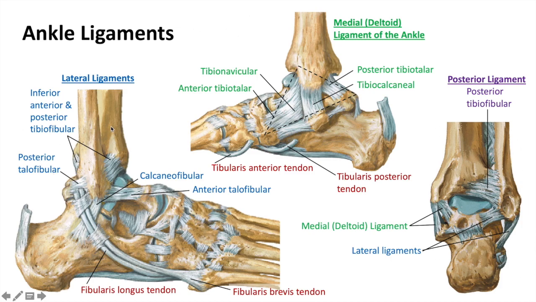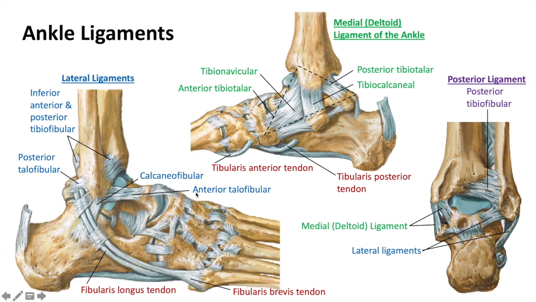We also have the anterior and posterior inferior tibiofibular ligaments, which go in between our fibula and our tibia. But these 3 make up the lateral ligaments of the ankle. And the fun thing about the anterior talofibular is that in an ankle sprain, it's the one that always tears first.